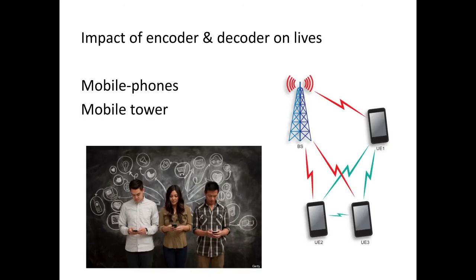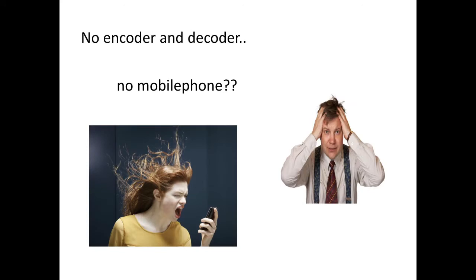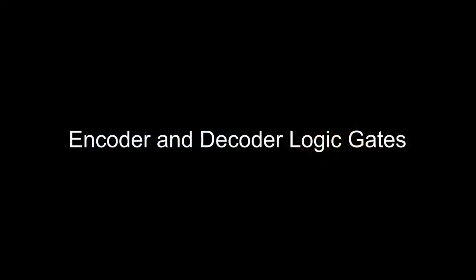The largest impact of encoders and decoders on human lives has been in the field of communication. Coming to the field of communication, we have mobile phones. Any communication device has the usage of encoders and decoders in it. Did you know that mobile phones and mobile network towers both use encoders and decoders? Now just imagine for a minute if these encoders and decoders didn't exist or didn't work for a day.